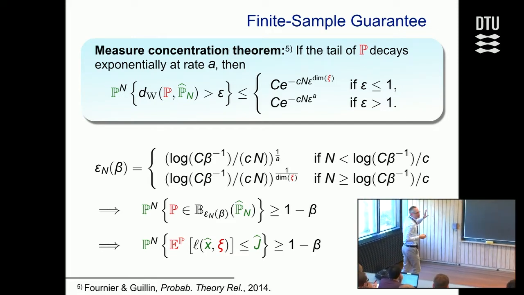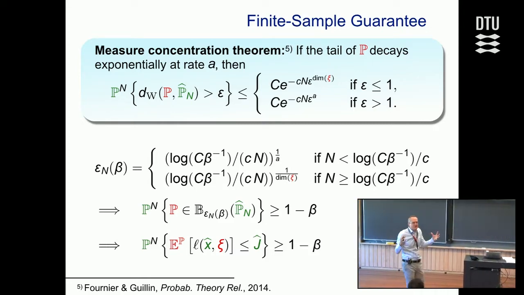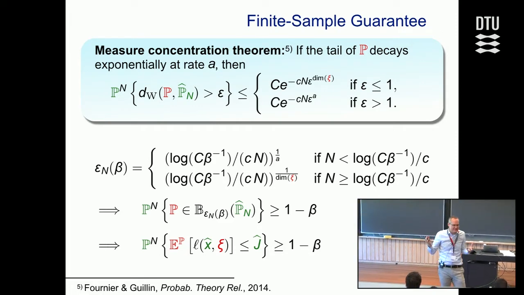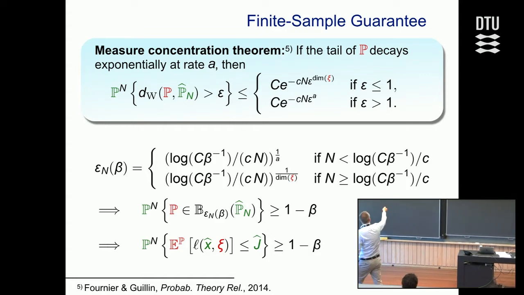So now, of course, we don't want to make the ball too big, because if the ball is too big, then we include many, many distributions, and the worst case is too pessimistic. So we want this ball to be as small as possible, but we want to guarantee that with high confidence, the true distribution is inside the ball. So we basically can invert this formula here.